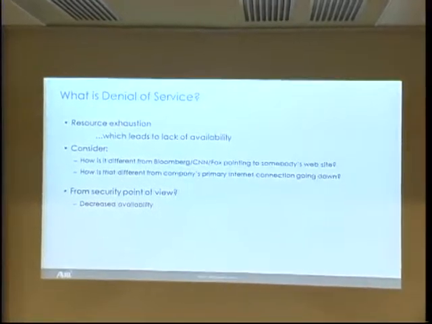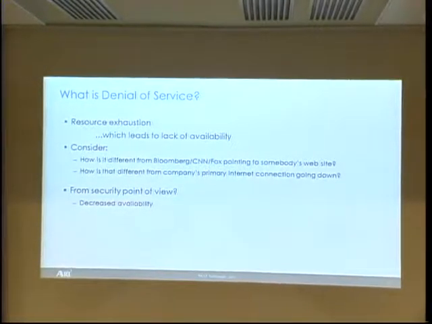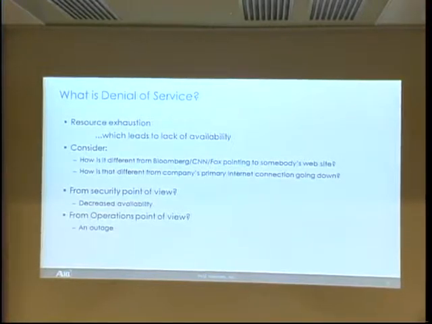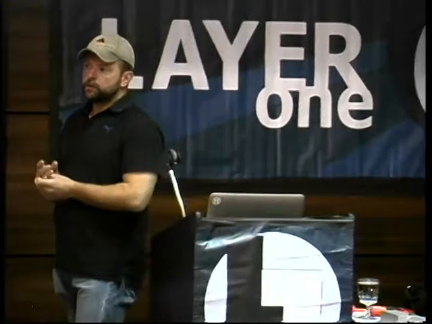Now, from a security point of view, a DDoS is decreased availability. If you're a CISSP or the like, this will be one of the three things in the triangle there. If you're an operations guy, this will be just an outage. Why is that important? Well, a couple of things. When you're trying to deal with DDoS and prepare your infrastructure for DDoS, you'll be talking to C-types. And those people don't understand SYN packets. They don't understand connections per second in most cases.